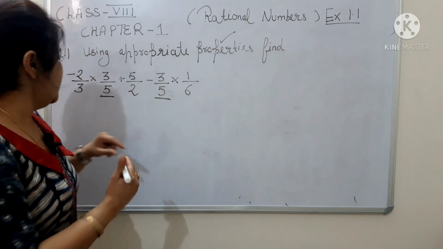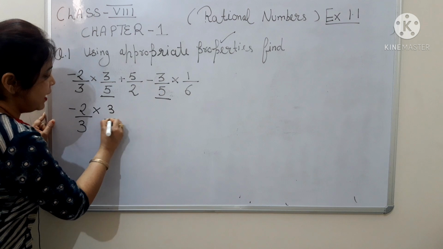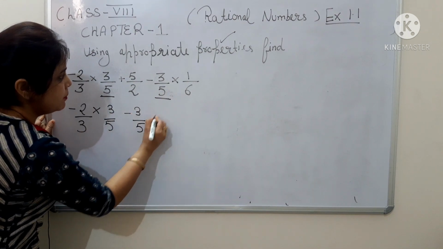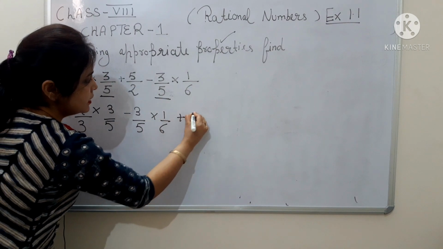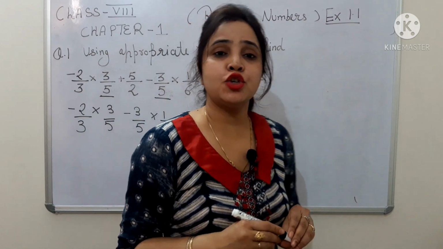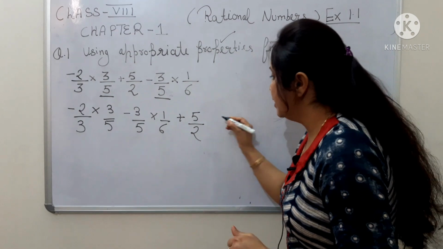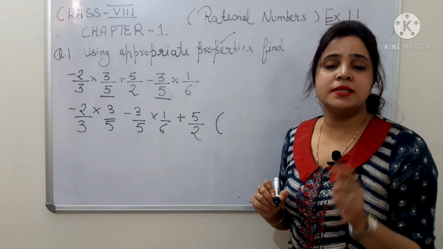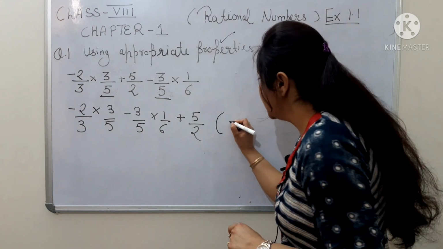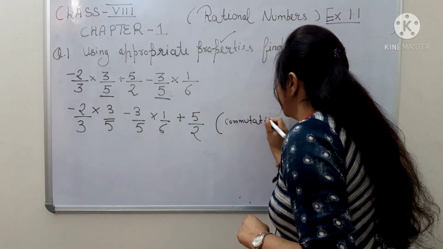So we will be solving like this: minus 2 by 3 multiplied by 3 by 5, and I am taking this here, minus 3 by 5 multiplied by 1 by 6. Is it going to affect the result? No, not at all. We have just changed the order of the numbers here. And whenever you are doing any step, just write down the name of the property that you are using. So I have used here the commutativity property.